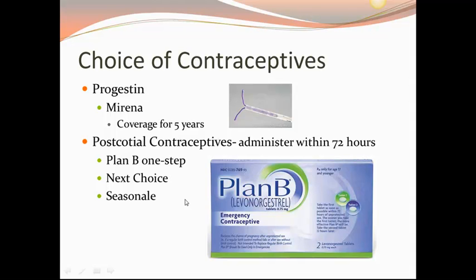We also have some postcoital contraceptives that should be administered within 72 hours, and some of these are now over the counter for patients to buy at the local pharmacy. However, there are age requirements for purchase on some of them. Plan B One-Step, which is pictured here: you take the first tablet as soon as possible within 72 hours of protection, and then you take the next tablet 12 hours later. And there also is Next Choice and Seasonale. I would say Plan B One-Step is the most common.